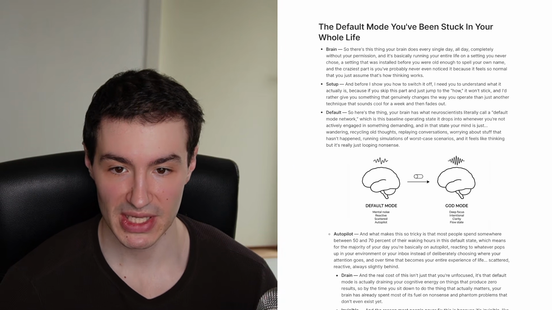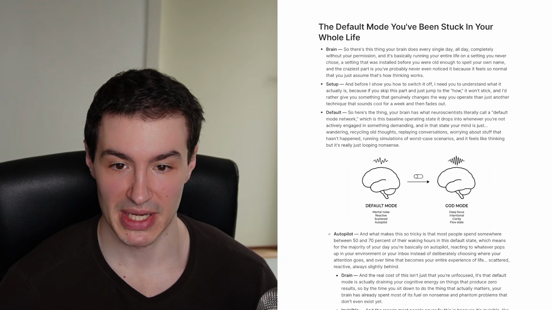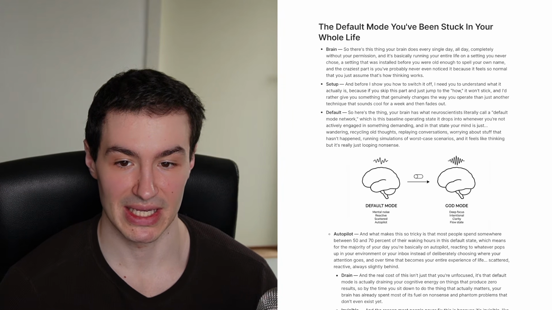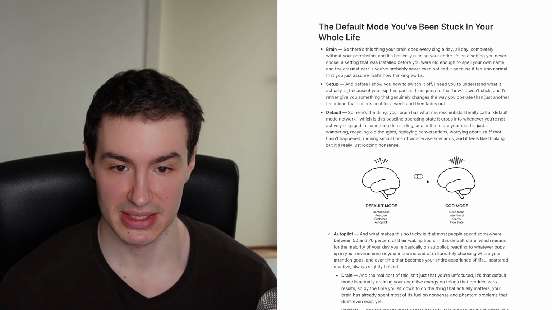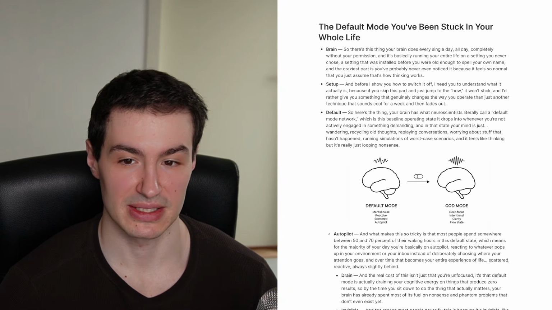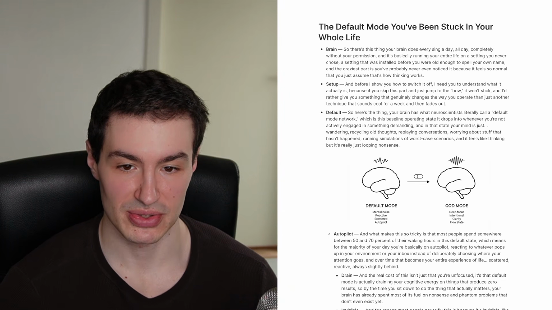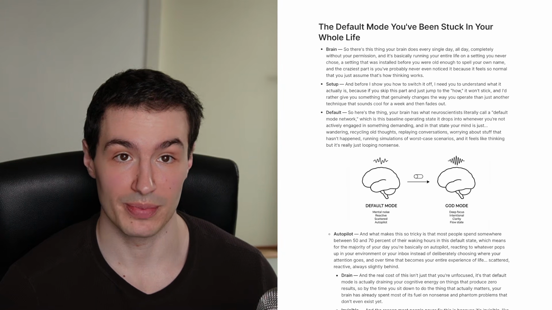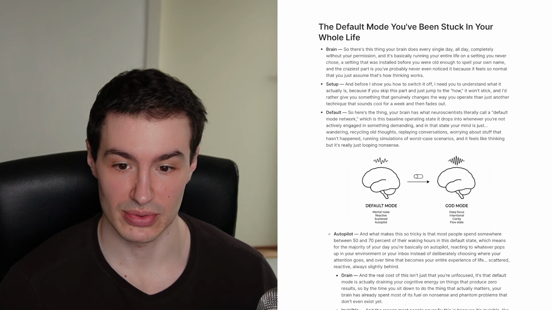So here's the thing. Your brain has what neuroscientists literally call a default mode network, which is this baseline operating state it drops into whenever you're not actively engaged in something demanding. And in that state, your mind is just wandering, recycling old thoughts, replaying conversations, worrying about stuff that hasn't even happened, running simulations of worst case scenarios, and it feels like you're actually thinking, but it's really just looping nonsense. It's overthinking to a degree.